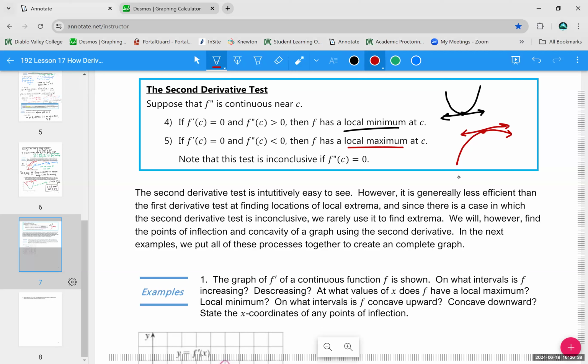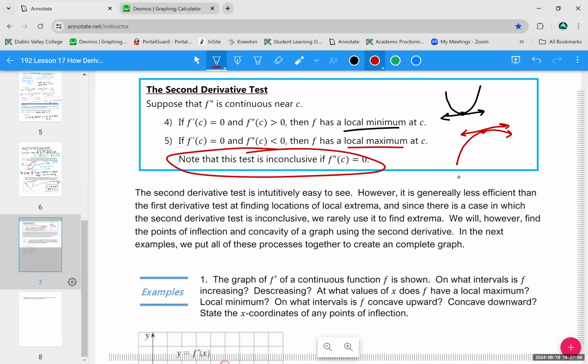then that's going to be a local max. The reason we don't use this is that this test is inconclusive. If you find the second derivative is 0 at that point, it doesn't tell you anything. It doesn't mean it's a max, it doesn't mean it's a min, it doesn't mean it's neither. You just can't say anything. It's kind of like 0 over 0 in a limit. And that's not very helpful. And if we want to find maxes and mins, we just use the first derivative test.